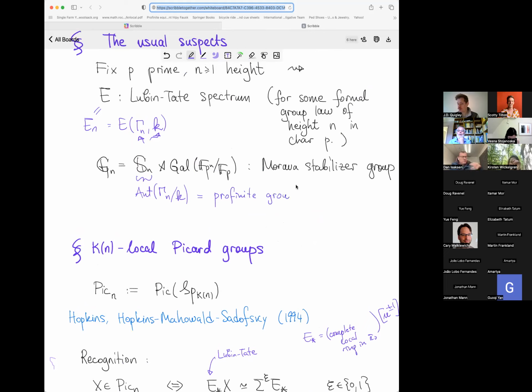It's some profinite group. It is a compact p-adic analytic group of dimension n squared. For n equals 1 it is Z_p star. So we have S_n as units, and it's acting on Lubin-Tate theory at height 1, that is p-complete complex K-theory, acting by Adams operations.